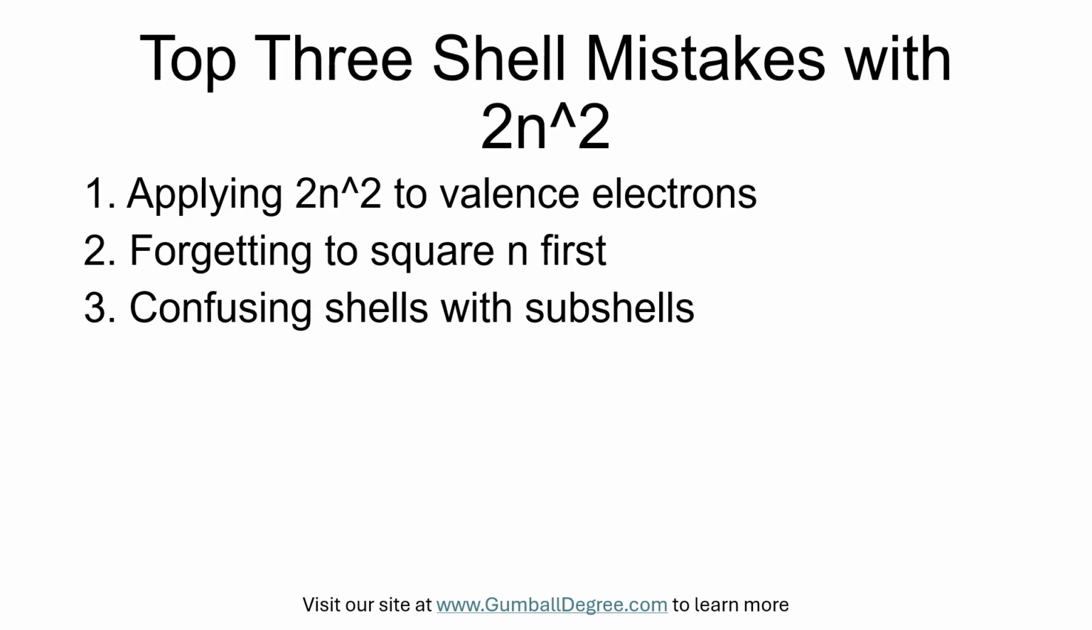A common mistake is applying 2n² to only valence electrons, instead of the whole shell. And the fix is to remember it counts every electron in that shell, not just the outer ones. Another error is forgetting to square n before multiplying. So a quick check is to calculate n times n first and then multiply by 2.